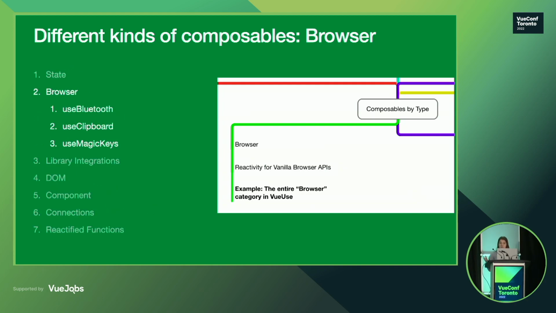So some examples of browser composables would be use Bluetooth, use clipboard, and use magic keys. You should look at use magic keys because it has the coolest example of composables I've ever seen. It's a very cool demo page. It's very inspiring. But use Bluetooth would do something like check for permissions.